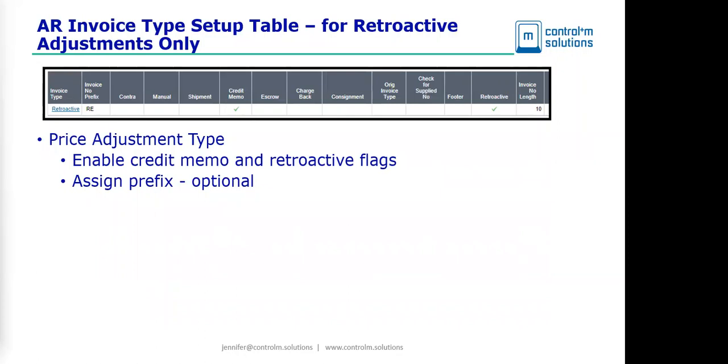Another setup table is going to be your AR invoice type table. This table is used if you are using the retroactive price adjustment type. You will need an invoice type that has a retroactive and credit memo flag checked. You can also assign a prefix for this type. I have assigned a prefix of RE so that when we assign a retroactive adjustment, the credit memo will be prefixed with RE and easily searched for in history.